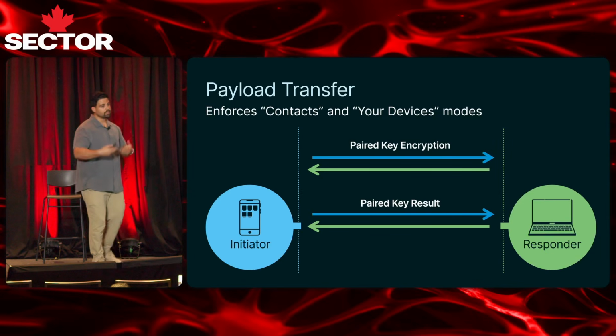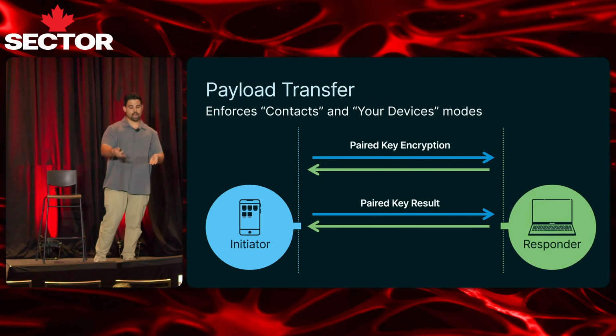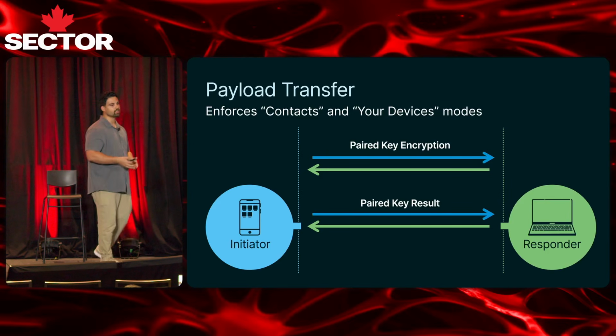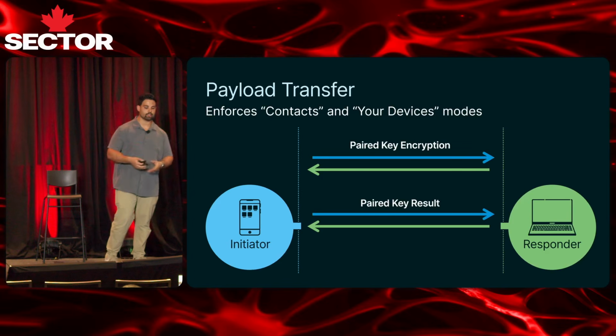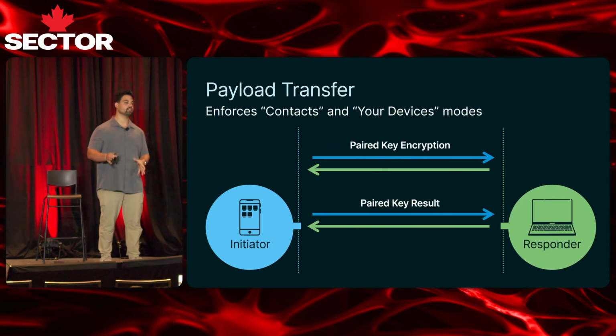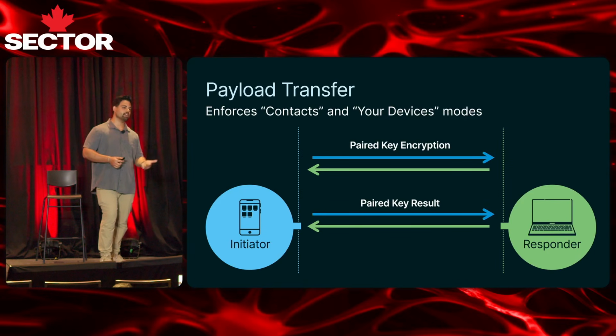So we saw that in the same form, after the two first payload transfer packets, another two were sent, this time with a structure called paired key result. The purpose of these packets was not very clear, but using a few experiments, we were able to determine that the purpose of these packets was to enforce Quickshare's device visibility modes. Now, the device visibility modes basically define the entities that should be allowed to send files to the current device. There are 3 device visibility modes: your devices, contacts, and everyone, with your devices being basically any device that is connected to the same Google account of the current device.